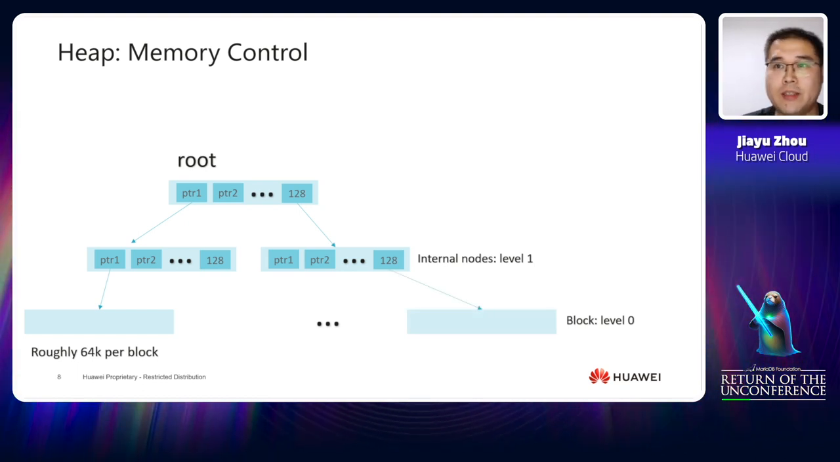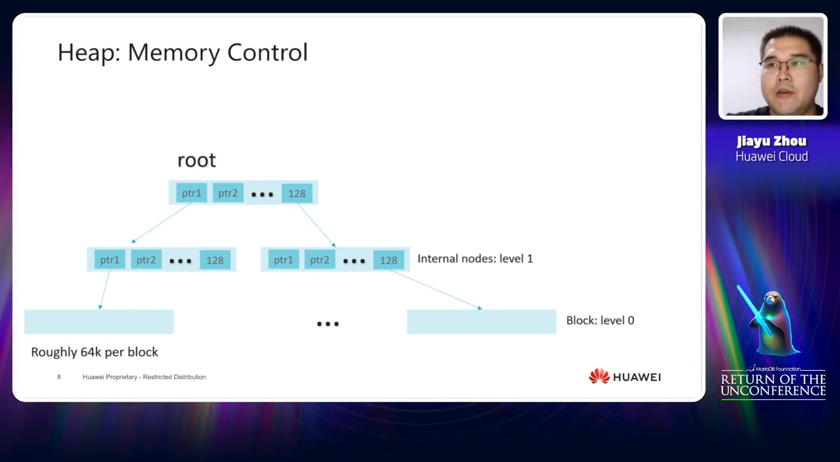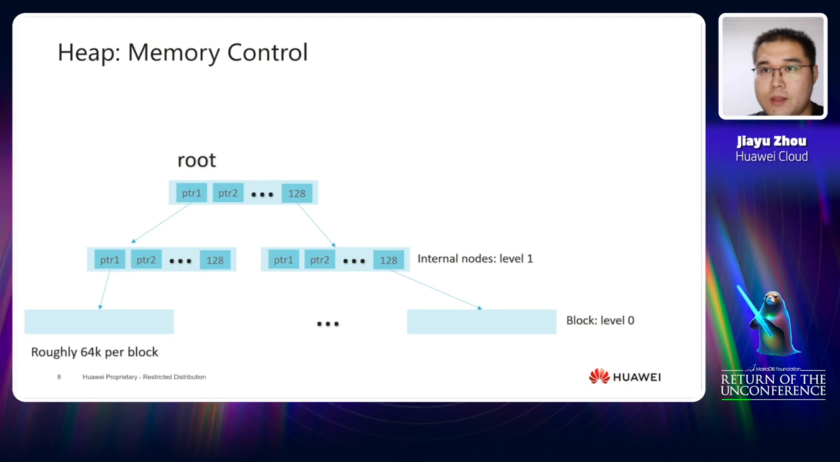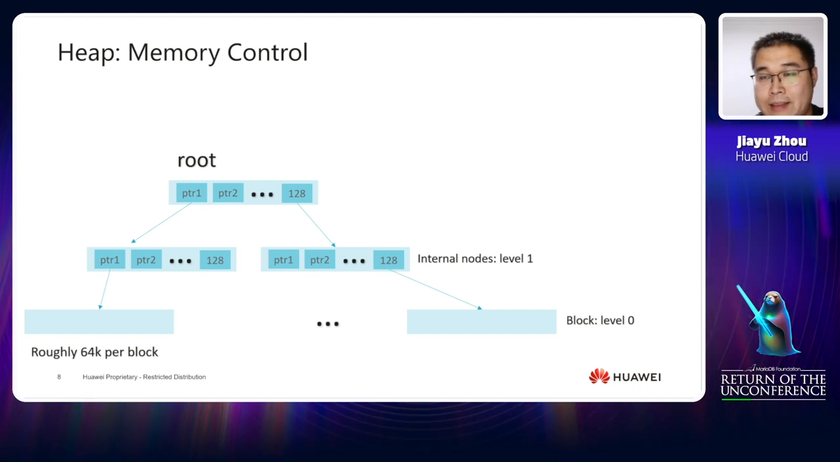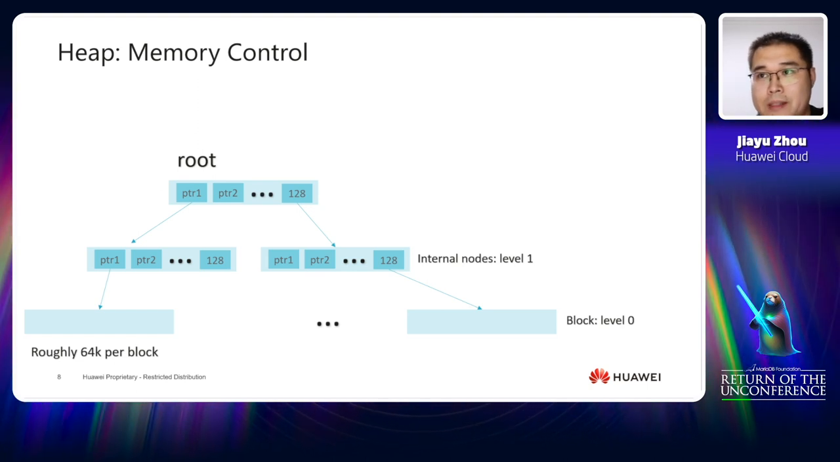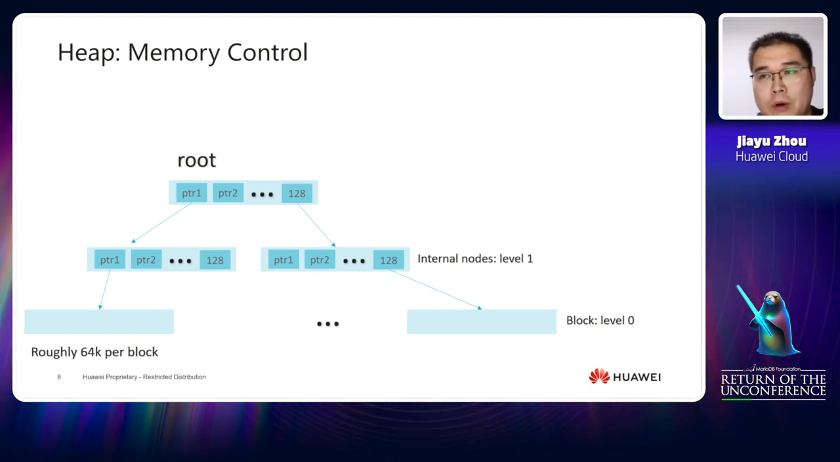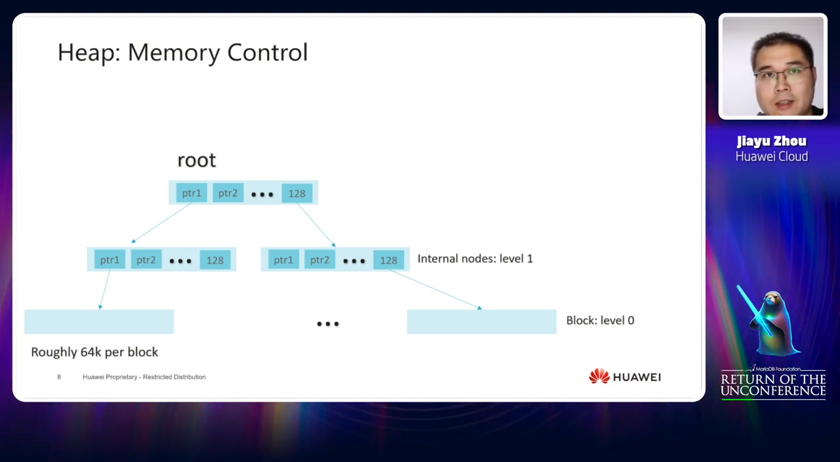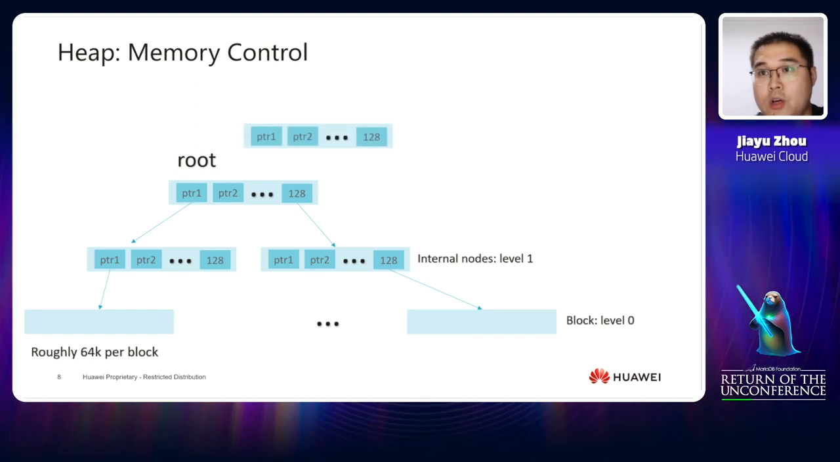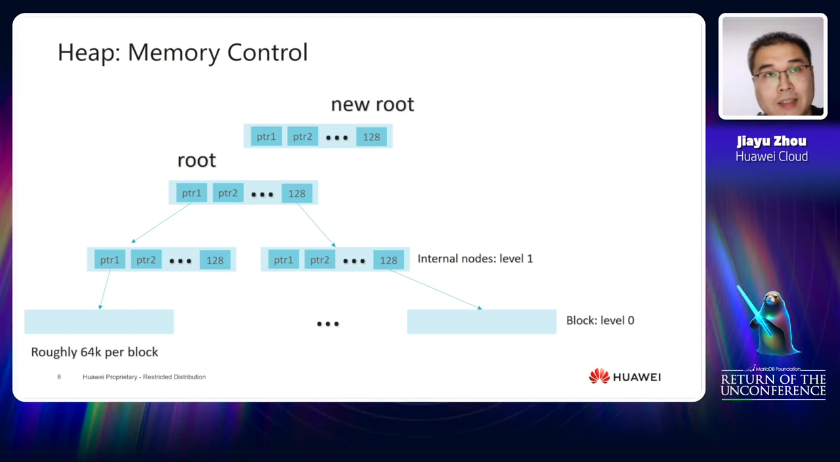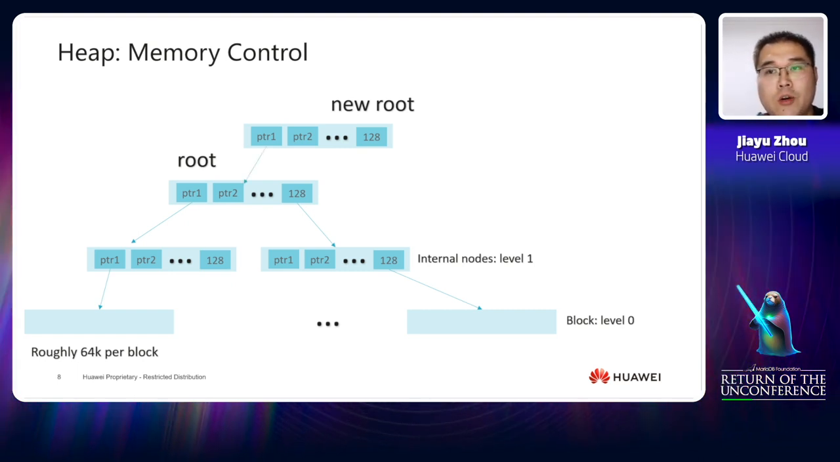If we need to allocate a new block, we just need to allocate a new block of memory and put it under an empty pointer slot, just like this. But if the tree is full, which means there's no empty pointer slot, we just need to create a new root block and make the old root block its child. This operation will make the tree grow a layer higher.